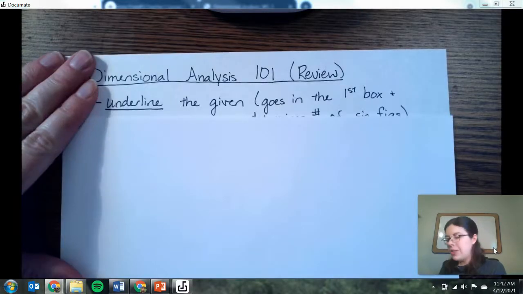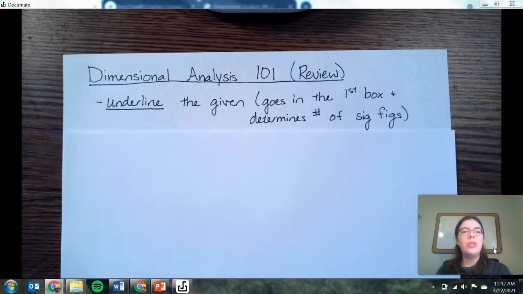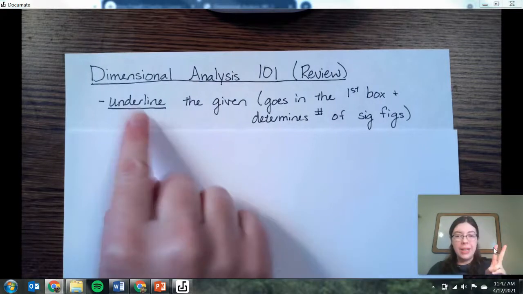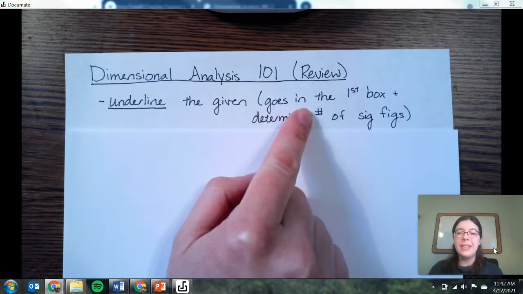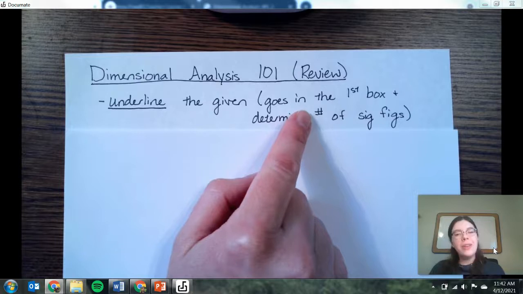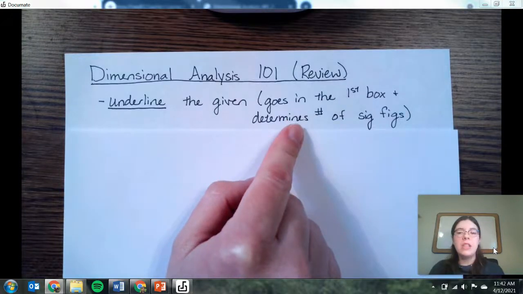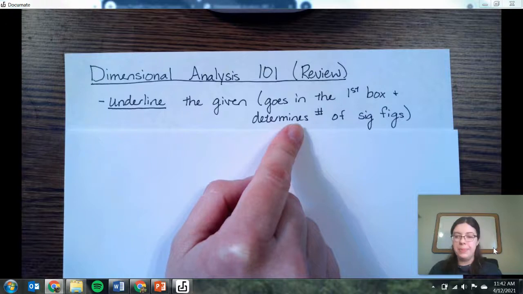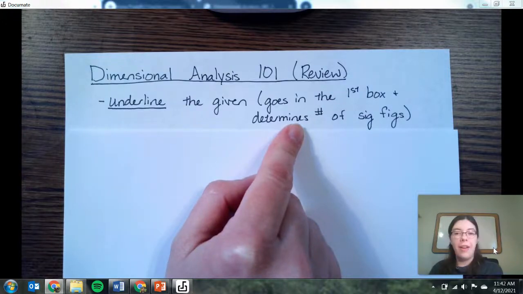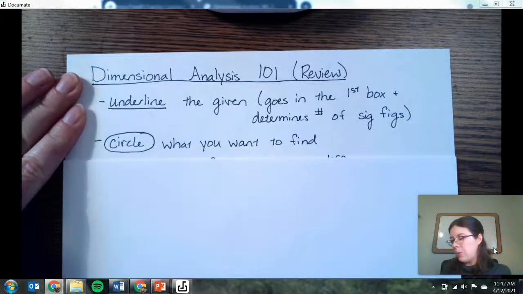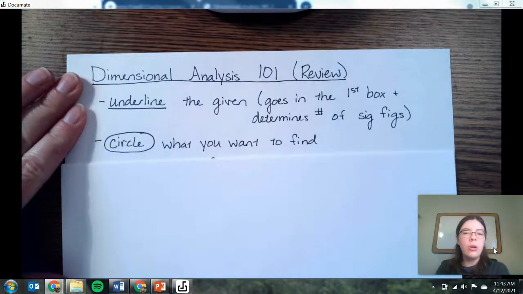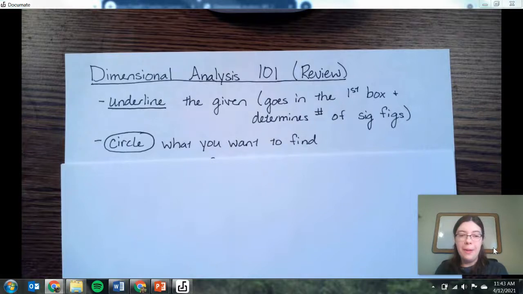So the first thing you should do when solving dimensional analysis problems is to underline the given. Now, the given is really important for two main reasons. Number one, it's what goes in the first box on our dimensional analysis or factor label table, so we will need that value. It's also going to determine the number of sig figs for our answer. So if we underline that, it just kind of helps us to make sure we're on the right track and remember that key information. The next thing that I recommend is that you circle the unit for what you are trying to find, okay? So that's the unit we're going to try and get to for our final answer.